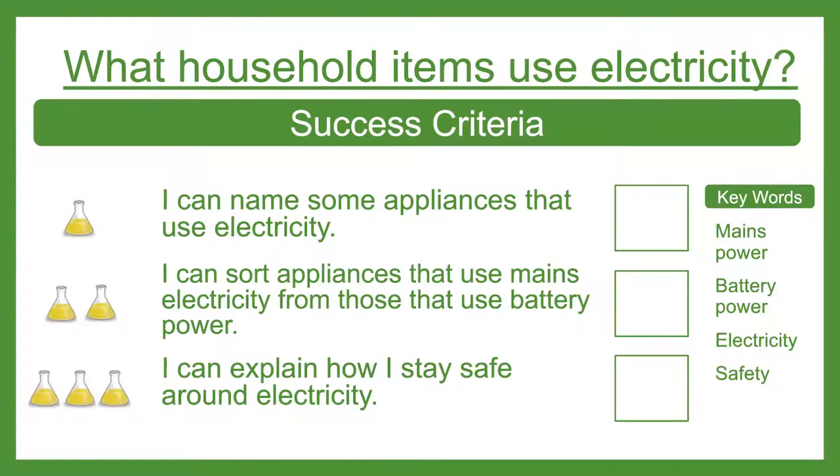Okay. So we are going to be having a look at the question on what household items use electricity. We are going to be able to name some appliances that use electricity. We are going to sort appliances that use mains electricity from those that use battery power, and to be able to explain how I stay safe around electricity. We've got some keywords such as mains power, battery power, electricity, and safety.